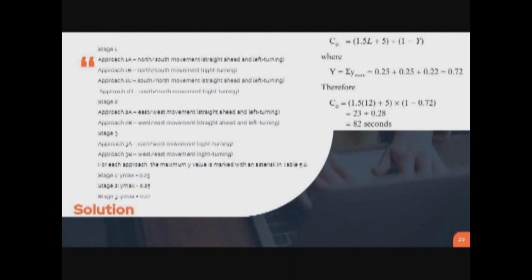So the optimum cycle time is calculated as follows. We are going to use equation 5.34. C sub O is equal to 1.5 L plus 5, divided by 1 minus Y, in which L is 12 seconds, since the total lost time is 12 seconds, and Y is the sum of the maximum values of Y, which is 0.72. Since we have L and Y, we can compute the optimum cycle time. So C sub O is equal to 82 seconds.